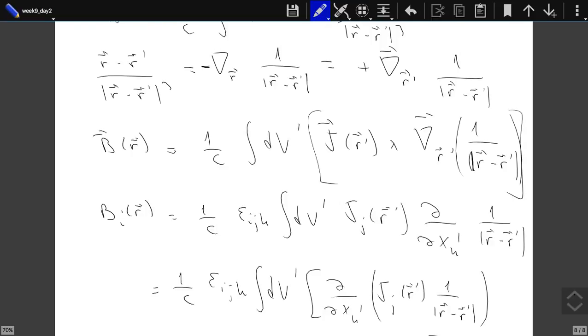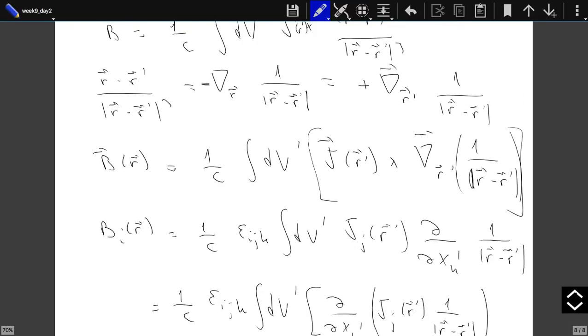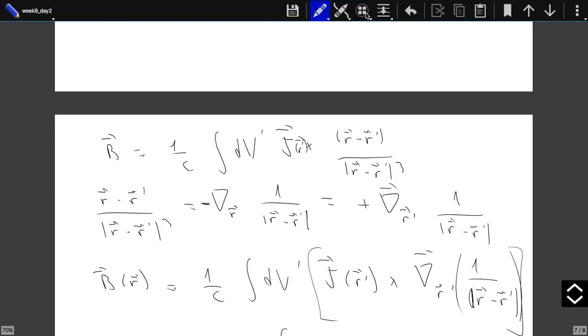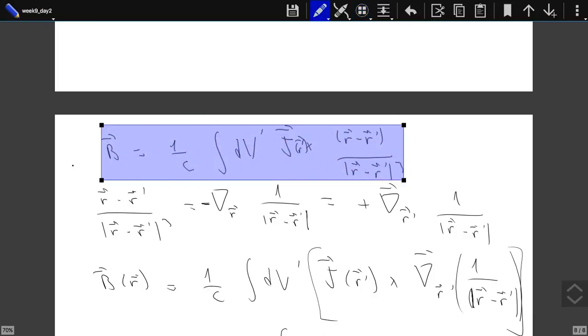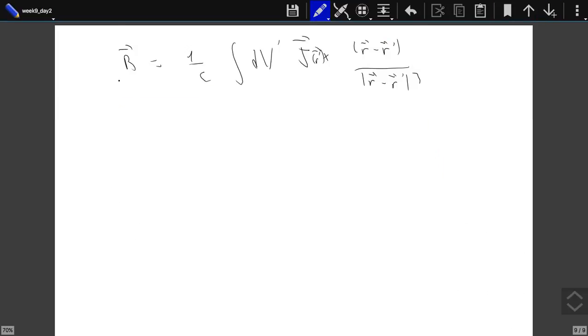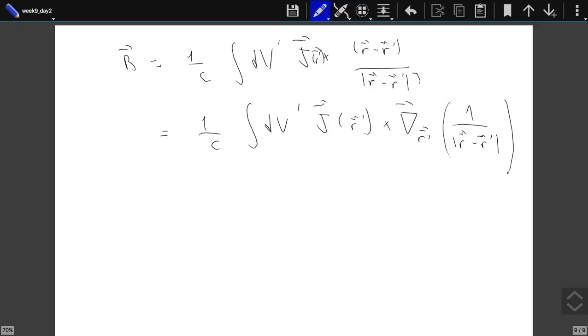Well, actually, this is not what I want. Let me restart. I want to use this one. The minus sign is what I prefer. This is the gradient with respect to R. So this is what we have. This is equal to 1 over C dV prime J of R prime curl the gradient with respect to R of 1 over R minus R prime. Well, that gradient with respect to R, I can just take it out. So this will be equal to minus 1 over C times the plus the curl of dV prime of J of R prime divided by R minus R prime.